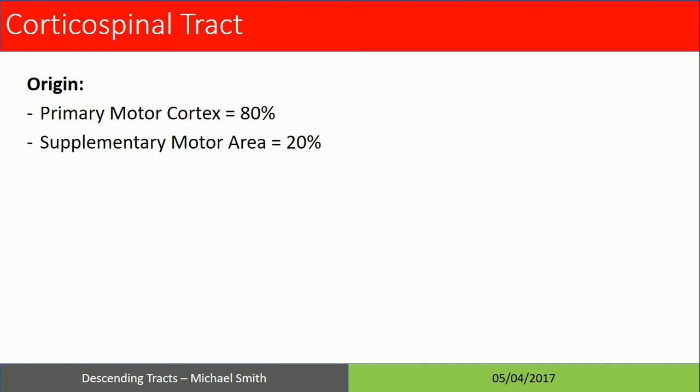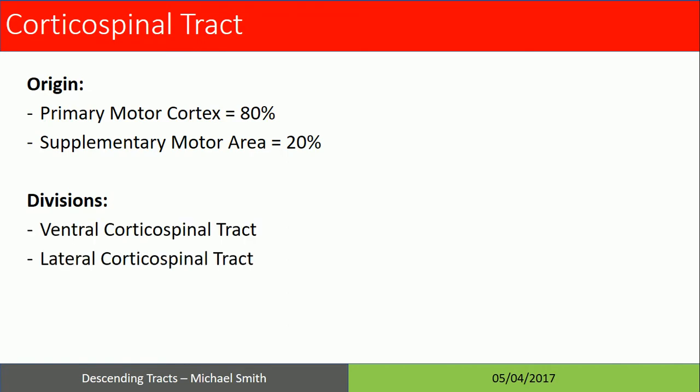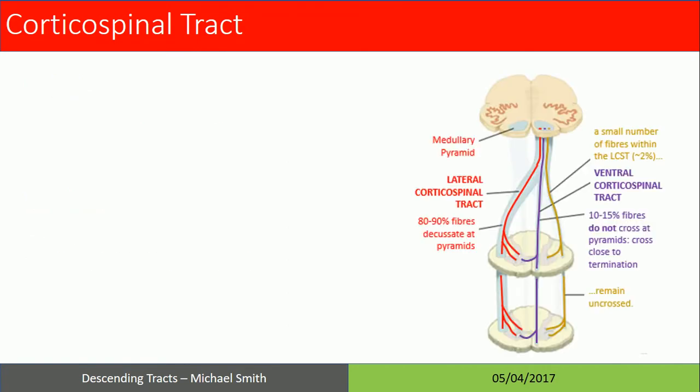So the first of our tracts that we're going to talk about is the corticospinal tract, and this is the main descending motor tract. This originates mostly in the primary motor cortex, but also the supplementary motor area is where some of the fibers will arise. It can be broken into a ventral and lateral part, and you can see here that this affects how the fibers travel down.